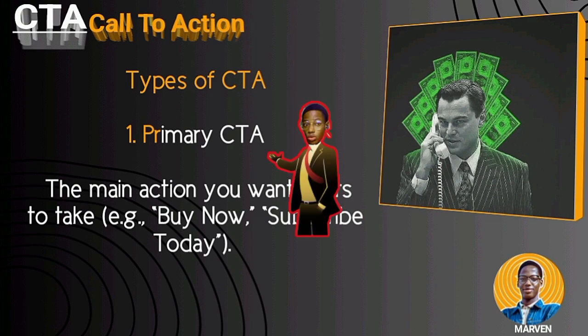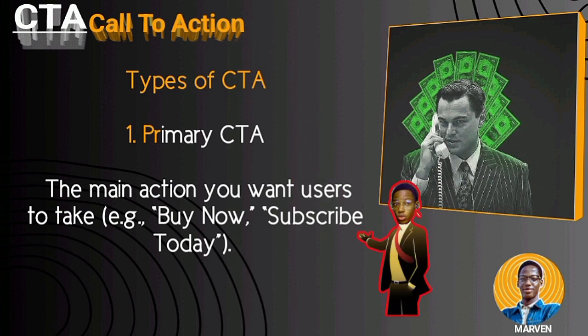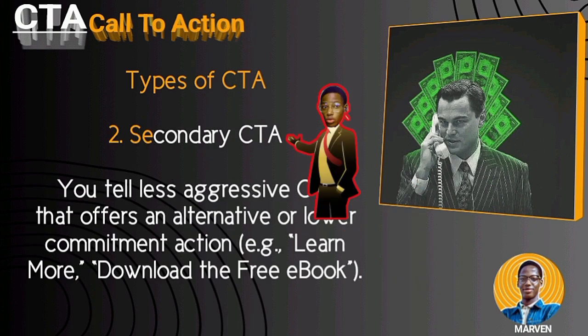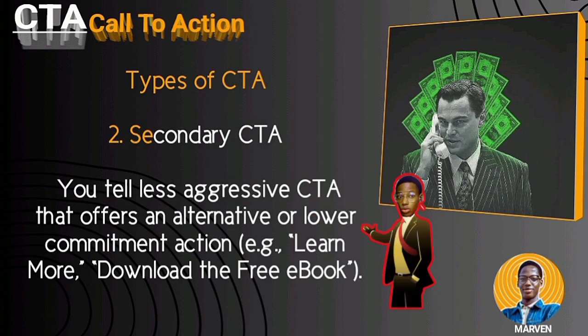So now we'll be looking at the types of CTA. The first is the primary CTA, the main action you want the user to take. Do you want the user to buy now? Do you want the users to subscribe now? This is the main action you want your user to take. We have the other one, the secondary CTA. The secondary CTA is less aggressive. Right? It's something like learn more, download the free ebook.